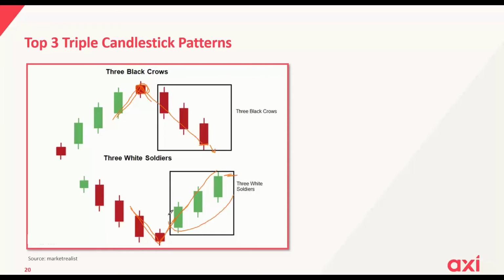So what I look for in 3 white soldiers and 3 black crows is what I shared previously, where maybe it helps you break past this key level over here, and that confirms a further move up from there. So that's how I would use the 3 black crows and 3 white soldiers. Not so much for reversals, more for breakouts.